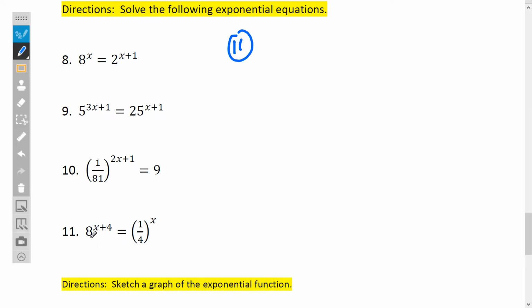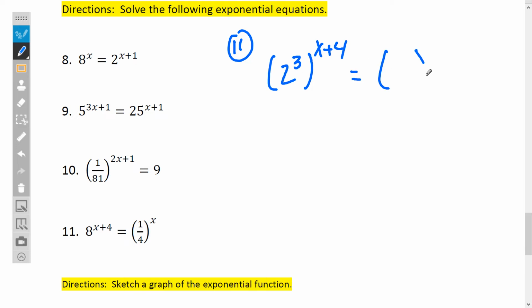Number 11, 8 and 4. So 8 and 4 can both be described using a base of 2. So if we look at 8, the 8 is now going to become 2 to the third power.